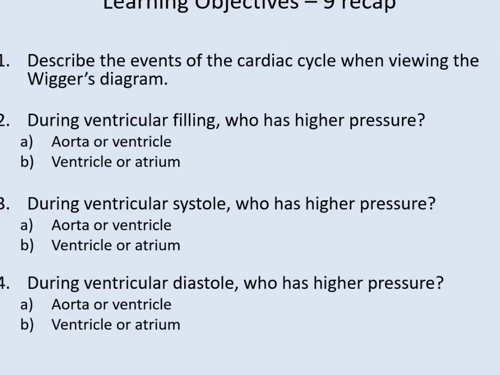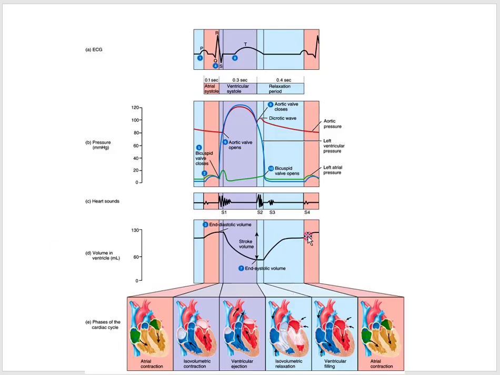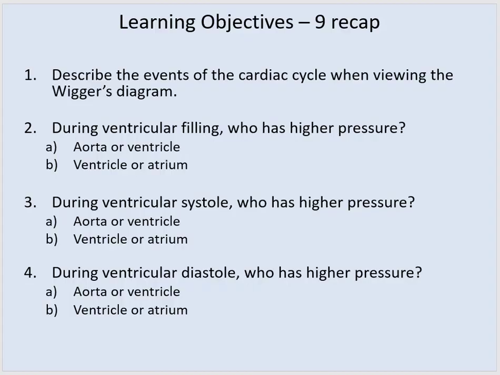Take some time here to answer some of these questions in the recap. During ventricular filling, who has higher pressure, aorta or ventricle, ventricle or atrium? Same thing during ventricular systole and ventricular diastole. You should be able to answer these things. And what I would really, really encourage you is to stop and make it make sense first. And if you still can't figure it out, then go to the Wiggers diagram and just see which line is on top during those phases. And then that should clarify things for you.